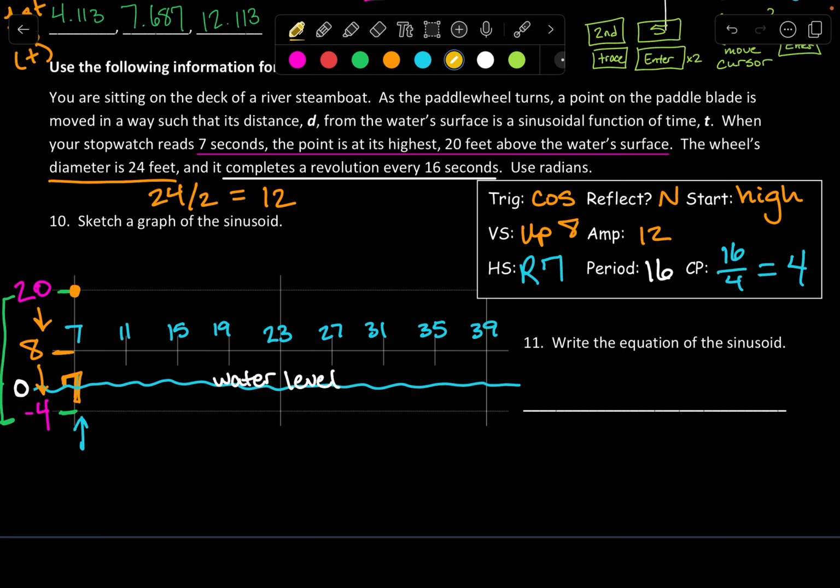Last thing we need to do is just graph our critical points. So if I start high, then I'm going to go middle, low, middle, high, middle, low, middle, high. And I can also go ahead and connect the dots here.